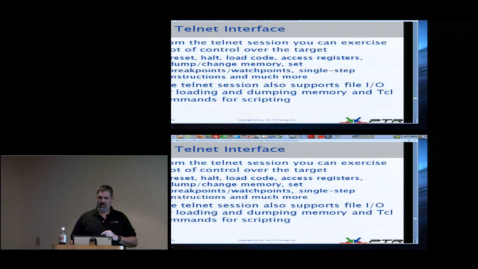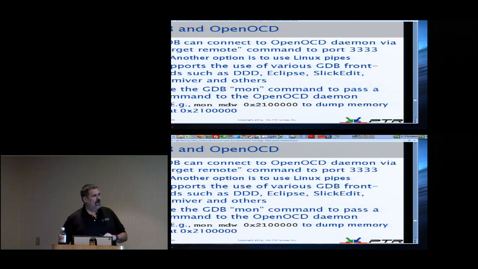So from within GDB, we'll start up our GDB session, and then we'll do a target remote, and we'll specify the port 3333 to be able to get access to the GDB commands. Now, from this telnet session, pretty impressive. You can dump memory, you can change memory, you can write to flash, you can do a lot of stuff from within the telnet session. So we don't even have to start GDB for much of this. It does have file I/O and things of that sort.